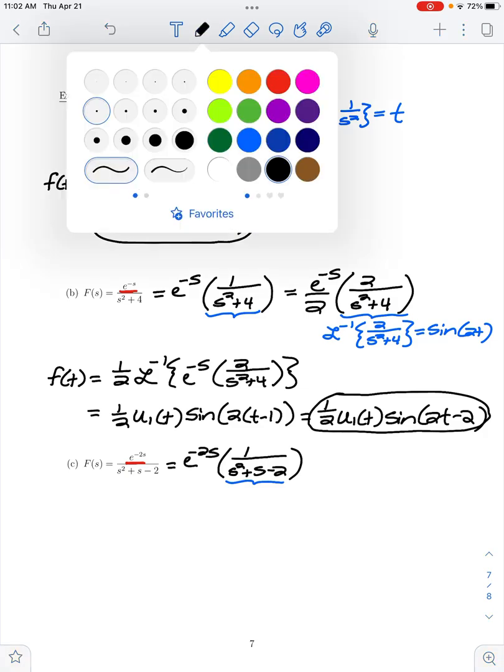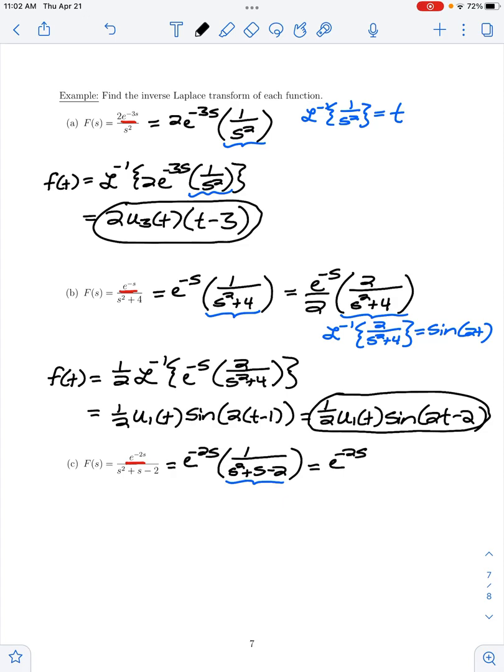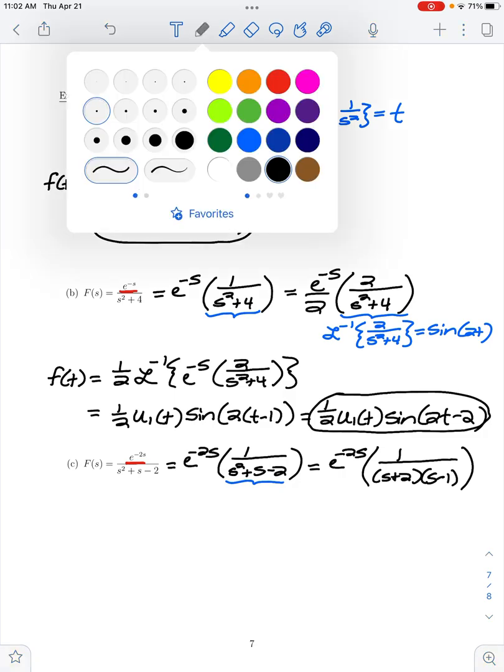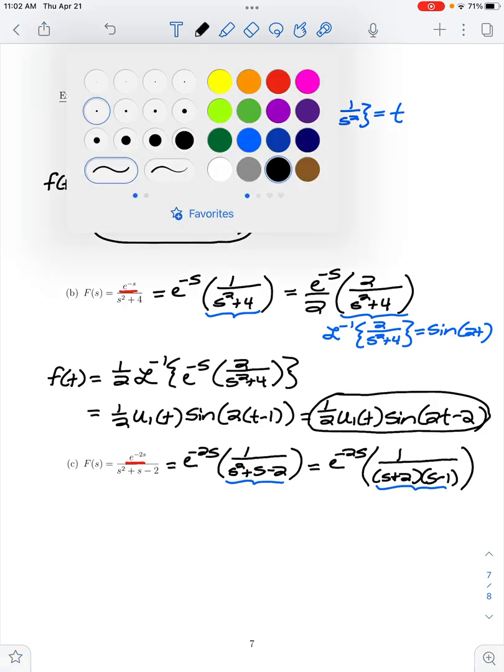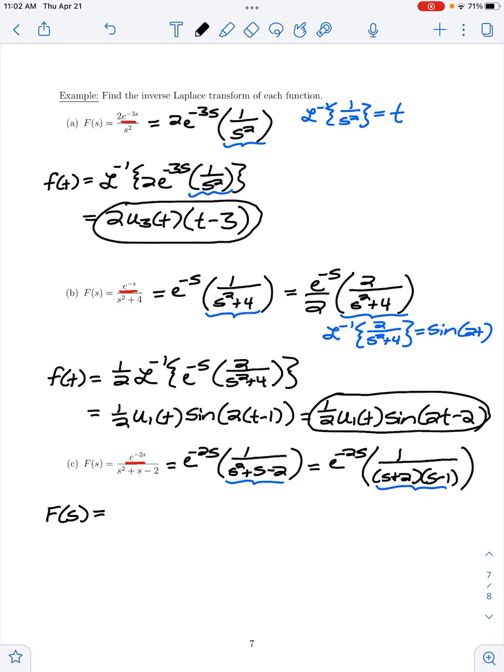So here I have a quadratic denominator which can be factored down to linear terms. S plus 2 times s minus 1. And here, since my denominator is now a product of these linear terms, well, I know I need to use partial fractions to rewrite that product as a linear combination of terms. So using partial fractions, I could rewrite this as e to the negative 2s times 1/3 of 1 over s minus 1 minus 1/3 of 1 over s plus 2. Or if I factor out a 1/3 from each term, I have e to the negative 2s over 3 times this difference.